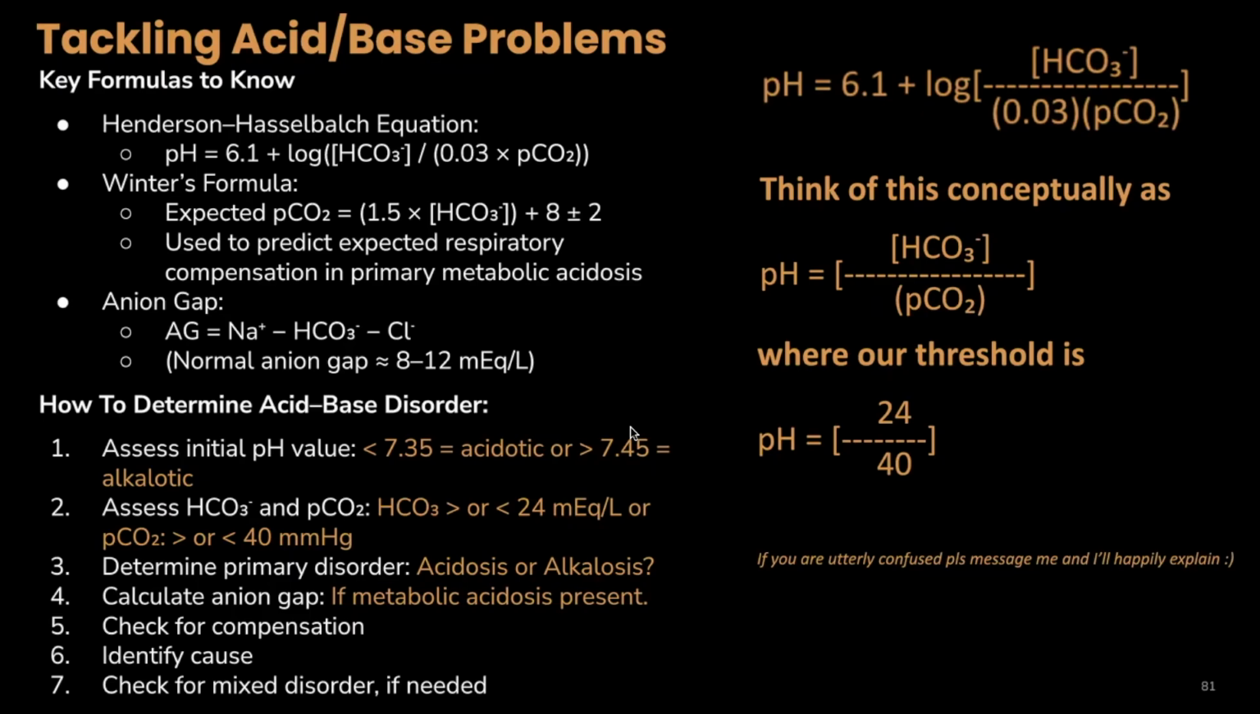Now we need to identify, is this metabolic or respiratory, right? And so we're going to use our threshold here of 24 over 40, taking a look at bicarb over PiCO2, and then identify what's the primary driving issue here. Is it going to be metabolic? Is it going to be respiratory? Is there compensation that happens? If there's metabolic acidosis, I would want to calculate an anion gap. I might also calculate Winter's formula to see if the compensation is appropriate. And then we're going to identify what the pathology is.